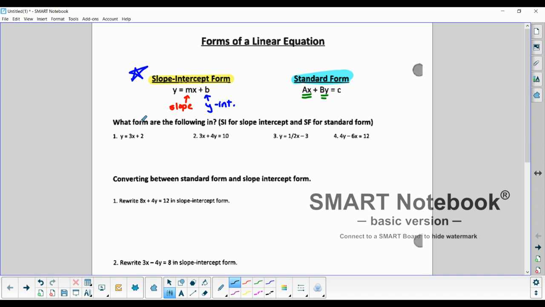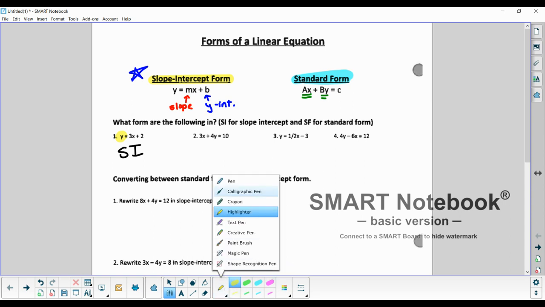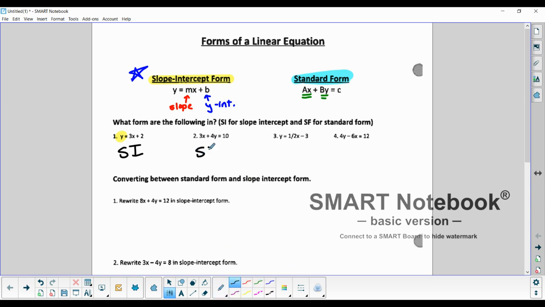So the first one would be in slope intercept form. The reason is because y is isolated. That's the fancy way of saying y is by itself on one side of the equation. As opposed to this next one, which is in standard form, because you can see the x and y terms are both on the same side of the equation. This next equation has y isolated by itself. So that means it's in slope intercept form. And this last one has x and y on the same side, which means that it's in standard form.